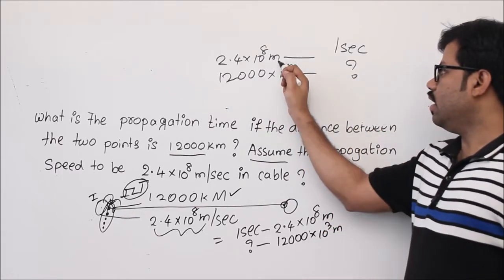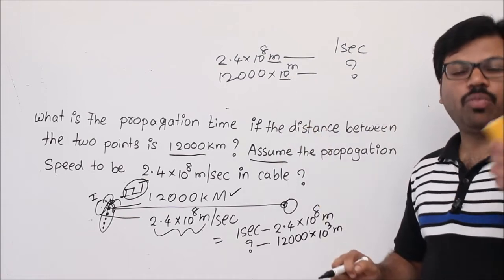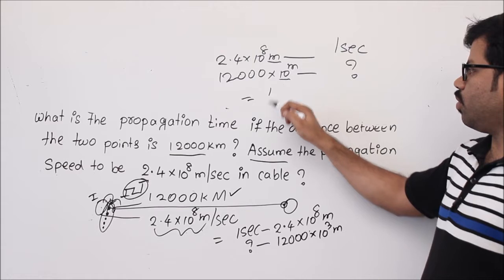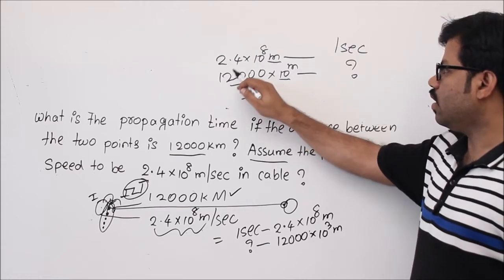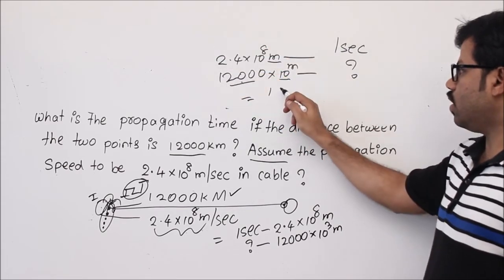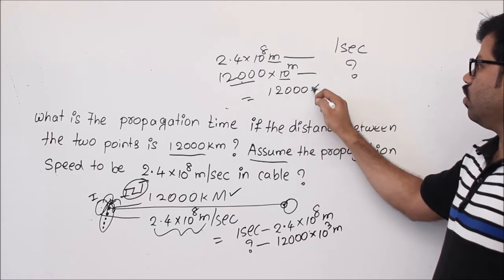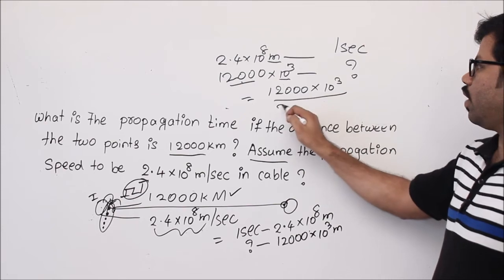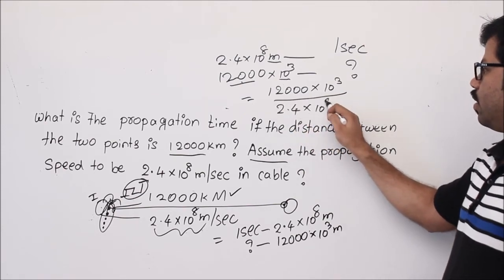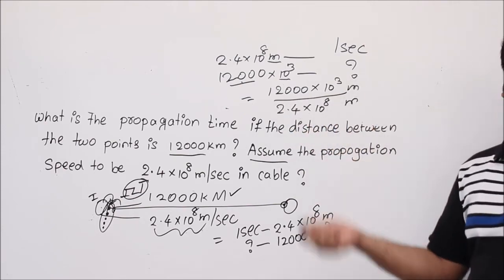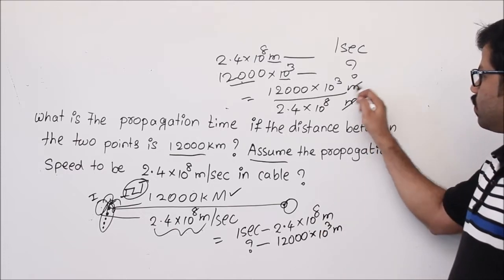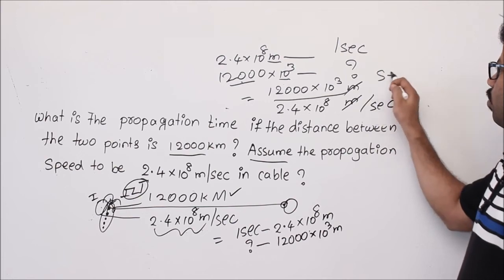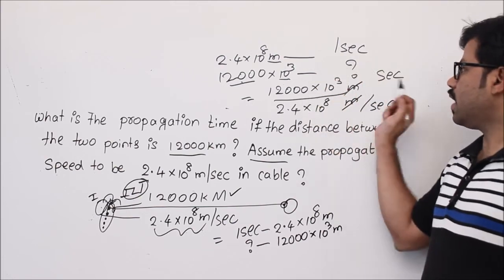Again, it depends on the distance and it's proportional, right? So because of the proportionality, we use this formula. Simply we take this one on top and this one on the bottom: 12,000 into 10 to the power of 3, by 2.4 into 10 to the power of 8 meters per second. It's just aptitude, okay? So meters will be cancelled, but since it is meters per second, that second will go on top, then the entire answer will become seconds.